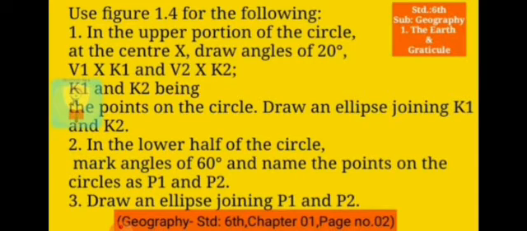In the lower half of the circle, mark angles of 60 degrees and name the points on the circle as P1 and P2. Draw an ellipse joining P1 and P2.